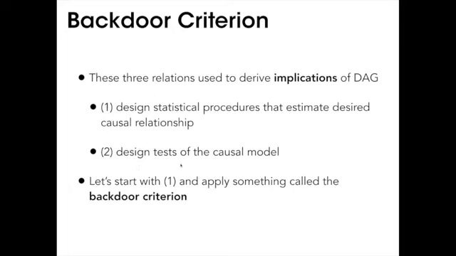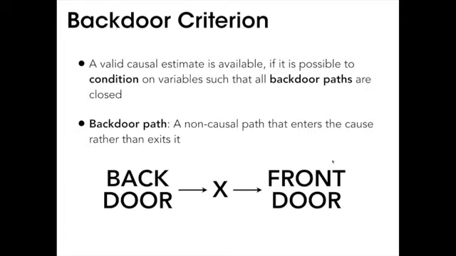Okay, so let's start with one here and work with the backdoor criterion. The backdoor criterion is a strange term, basically for saying what variables do we need to stratify by or condition on to block non-causal paths in the causal network. So we want to design a statistical procedure now which takes into account the causal relationships in our causal model, and the backdoor criterion is a way to do that.